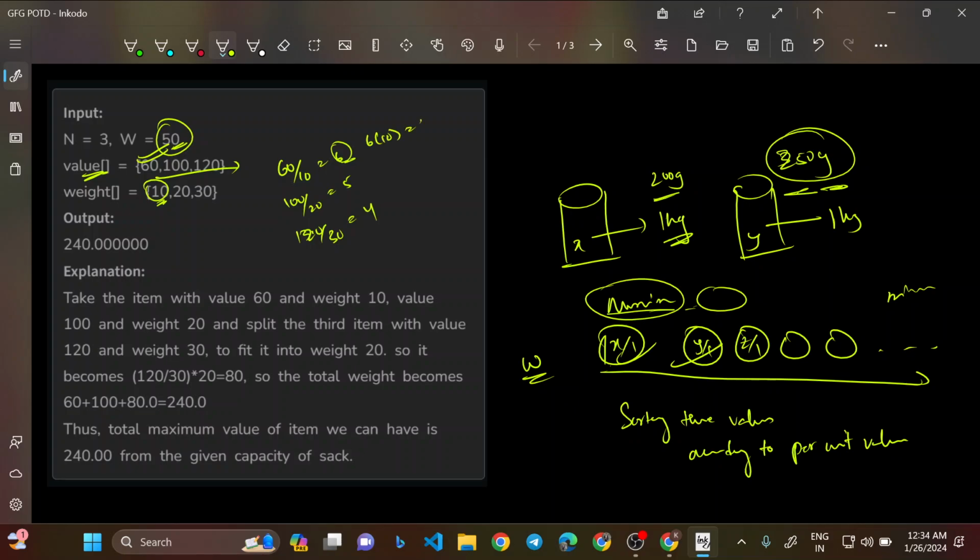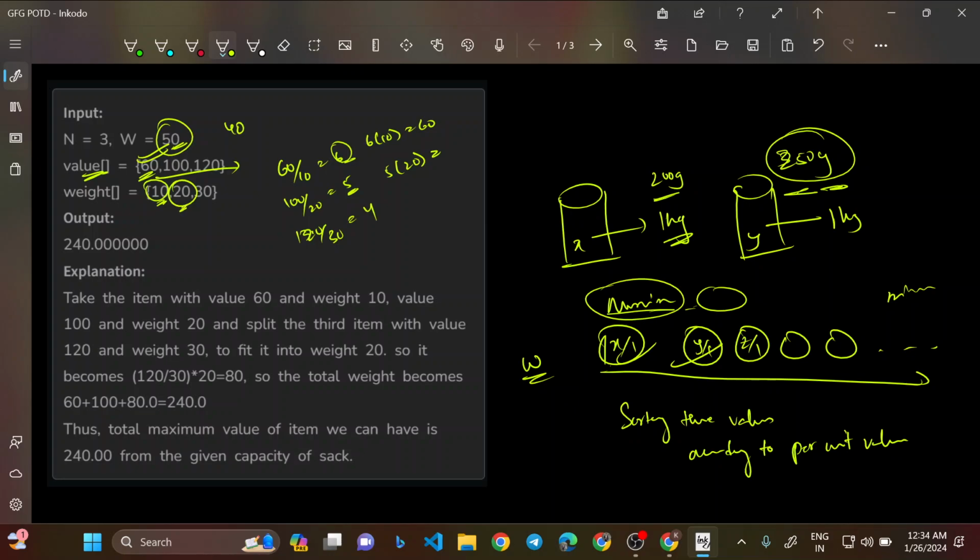So 6 into 10, that is equal to 60. And now come to this. 20 kgs is there, and per kg you would be getting 5. So 5 into 20, take it off, because now after taking 10 kgs of 60, the leftover weight is 40. So in that 40, your 20 is now available.